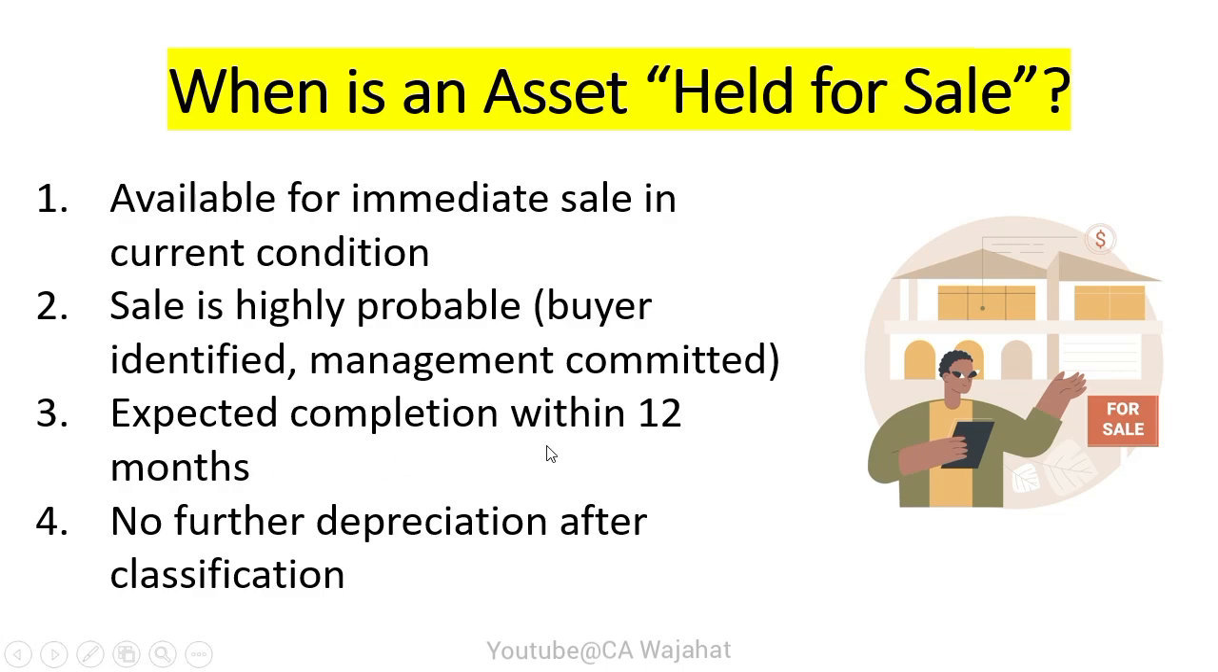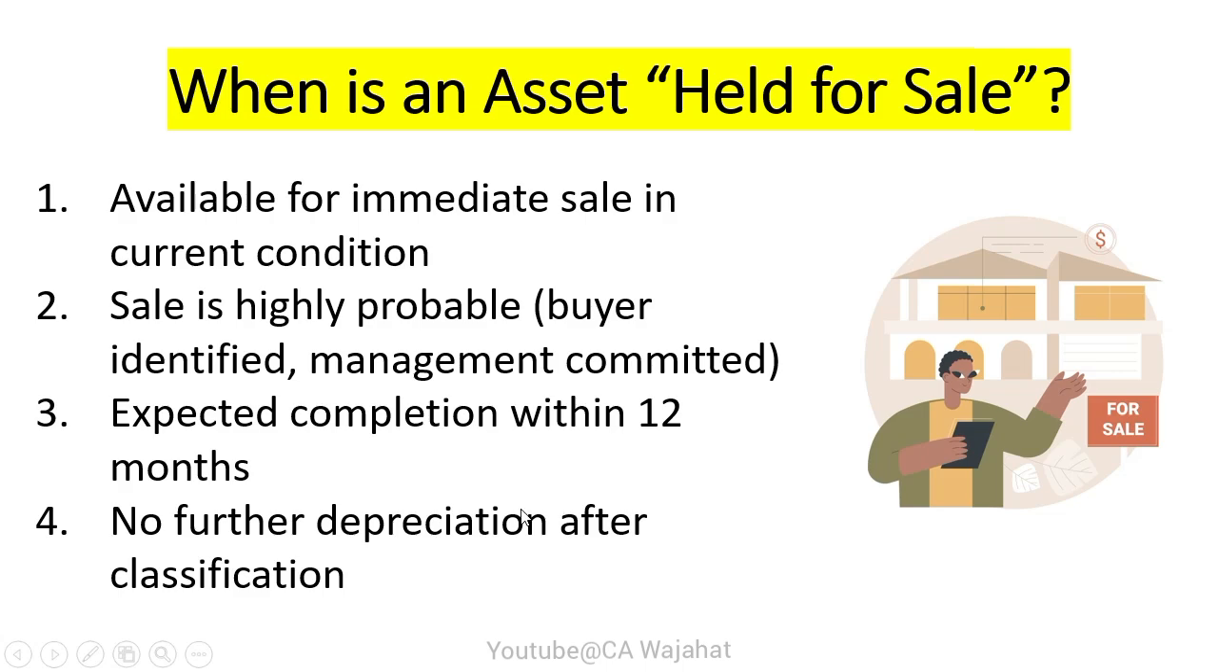So for example, we have machinery and we have to sell this machinery. We have a buyer identified, which is XYZ, and we have to sell this inside the 12 months. Keep in mind that once the asset is classified as held for sale, depreciation stops because the asset's value will now be recovered through sale, not through use. No further depreciation after the classification. Okay, keep in mind, guys.